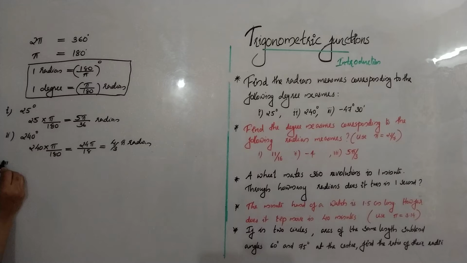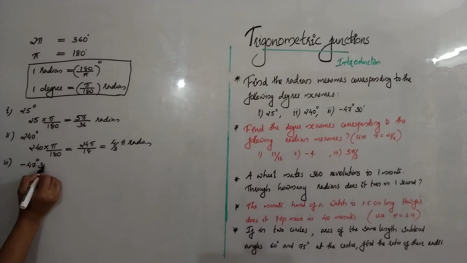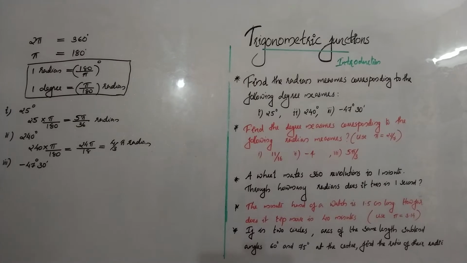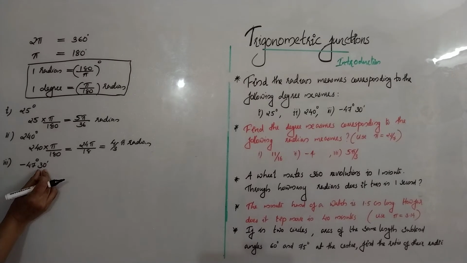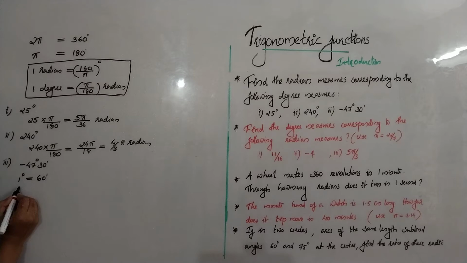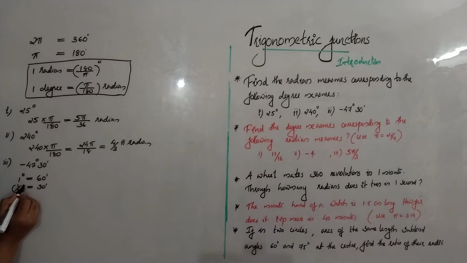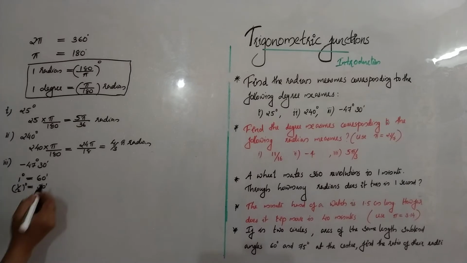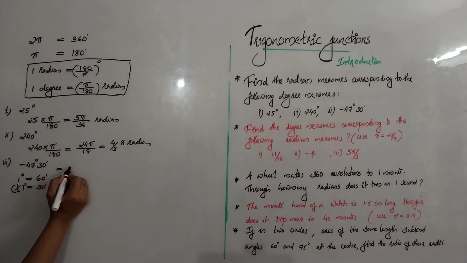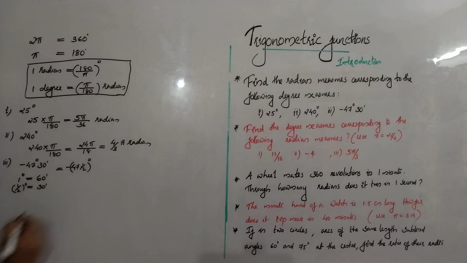Now the third one is minus 47 degree 30 minute. How do we convert this 30 minute into degree? We know that 1 degree is divided into 60 minute. Then 30 minute is half degree. So 47 degree 30 minute is minus 47 1 by 2 degree.